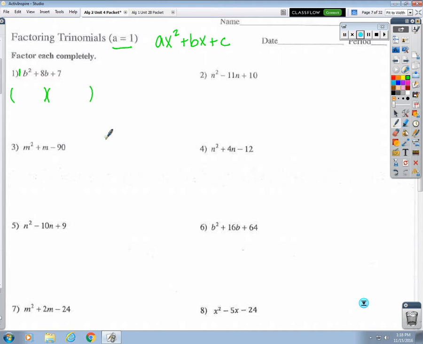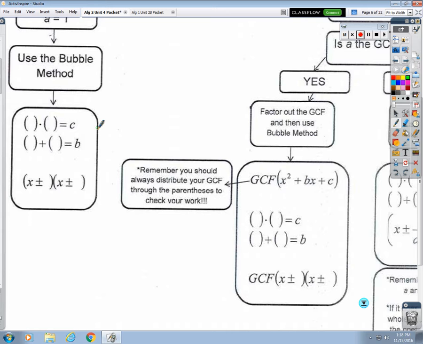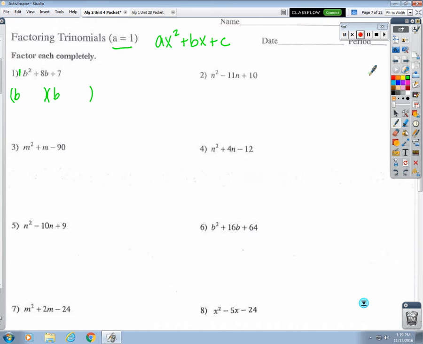Now obviously, if you were to FOIL this, you start with F, which is first, which is this term and this term. To get b squared, what has to be at the beginning of each one? Right, because b times b is b squared. Now like the graphic organizer said, you're looking for two numbers that multiply to c and add up to b. Well, what is our c value for this one? 7. So what are some numbers that multiply to 7?